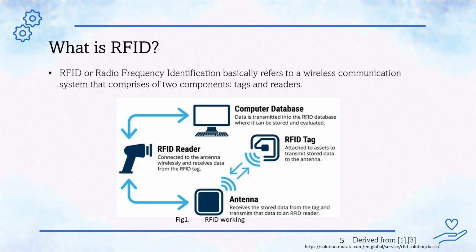The basic working is that the RFID tag is attached to assets and transmits stored data to the antenna. The antenna is connected to the RFID reader. The antenna receives the stored data from the tag and transmits that data to an RFID reader. The RFID reader is then connected to the antenna as well as to the computer database, which receives the data from the RFID tag. The computer database has the data, which is analyzed and scrutinized through the already erected computer database itself.